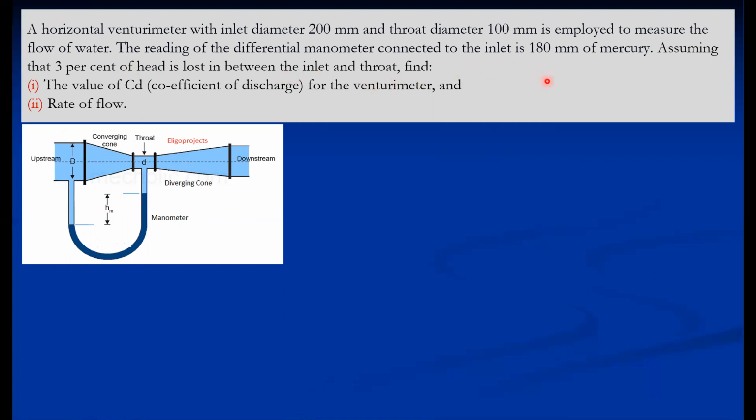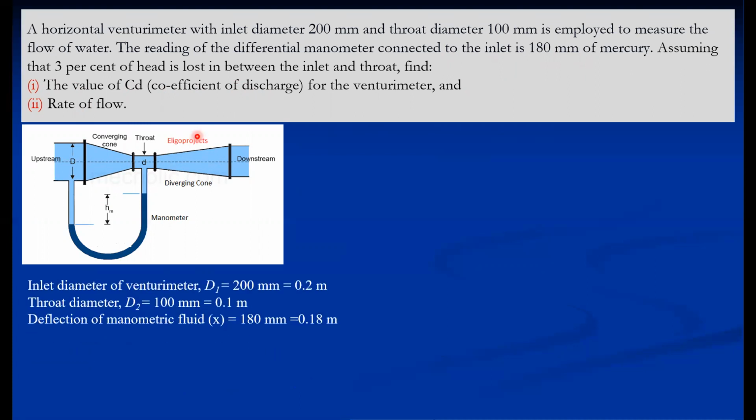the inlet is 180 mm of mercury. So the manometer reading of mercury is given. Actually the H is not directly given, it is a deflection, it is not H, so we have to calculate H. Assuming 3% head loss between the inlet and throat, head loss is given. So CD value is not directly given, but first of all, we'll write the given quantities.